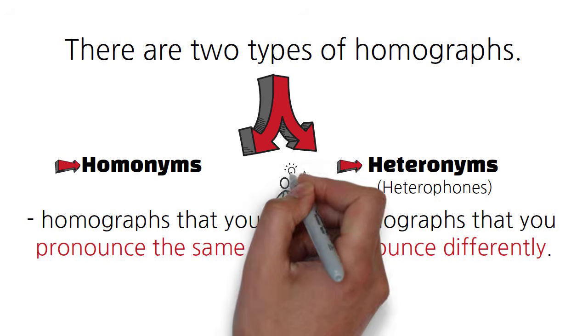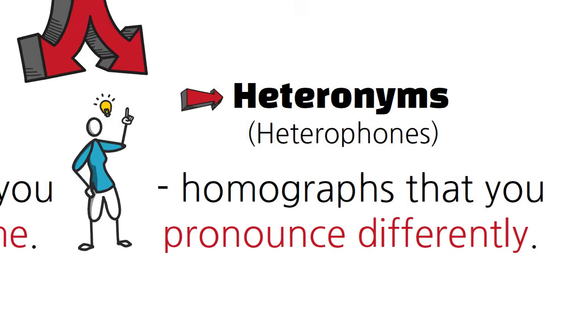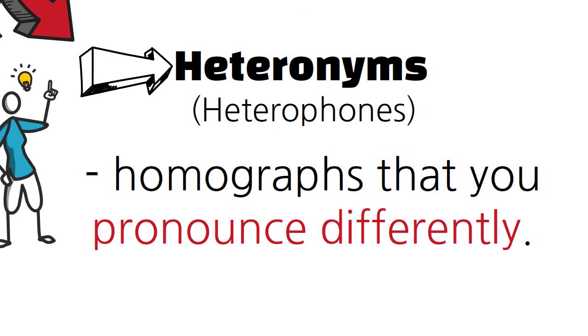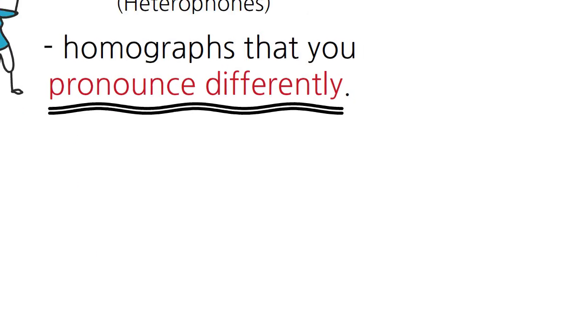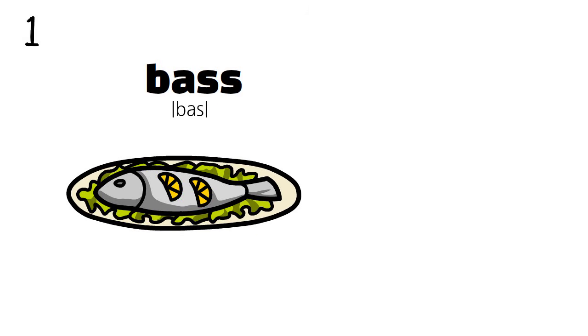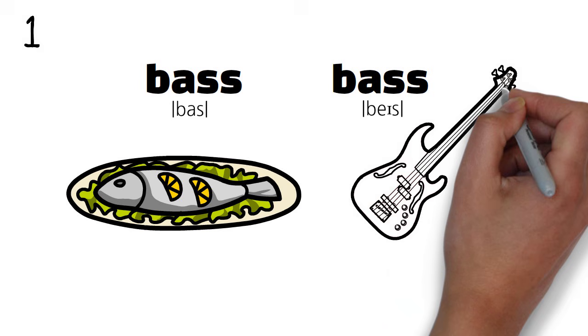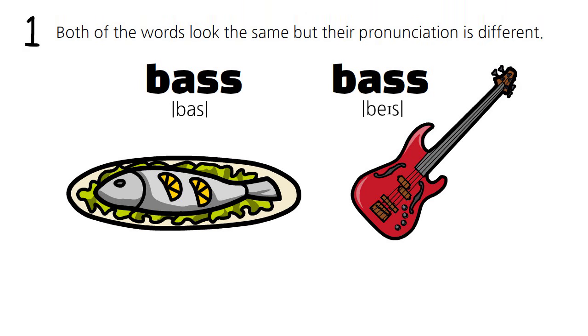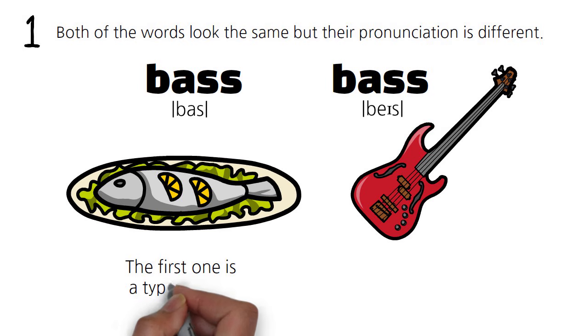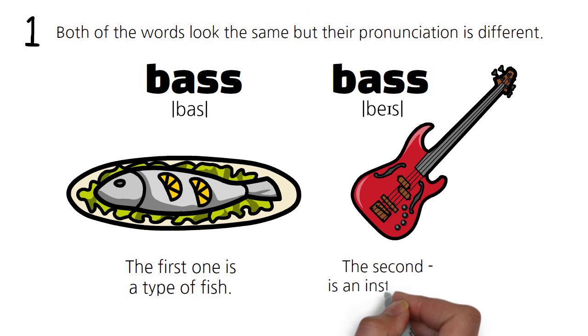Let's have a look at some examples. These will be the homographs that are pronounced differently, called heteronyms. Number 1, it's bass and bass. As you can see, both of the words look the same, but their pronunciation is different. The first one is a type of fish, and the second is an instrument.